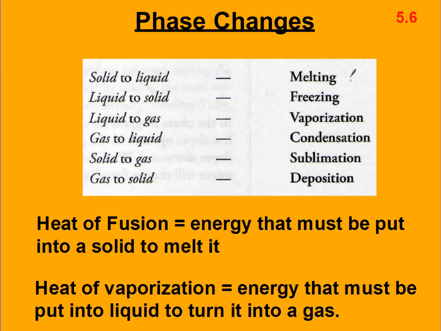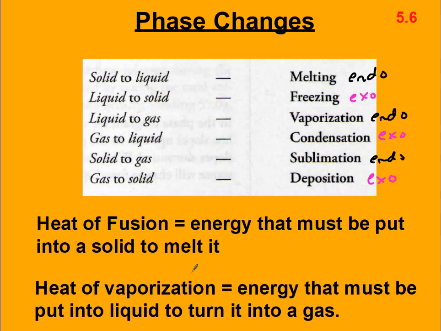So solid to liquid is melting, liquid to solid is freezing. Any of the ones that are getting spread out are going to be endothermic. So this one's endo, and this one is endo. While their complementary changes are going to be exothermic because they're the reverse. So as the particles are getting closer together, they're going to be exothermic and releasing, and as we pull them apart, endothermic. Heat of fusion is the energy that must be put into a solid to melt it.